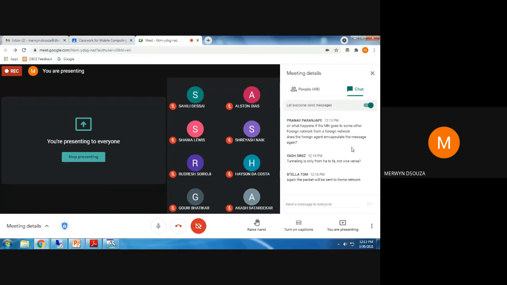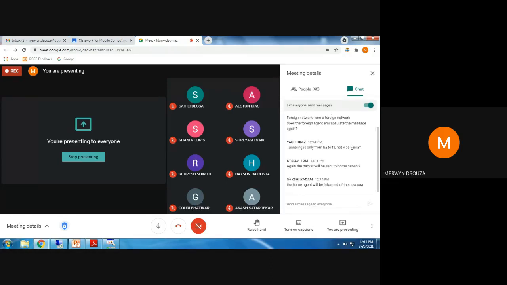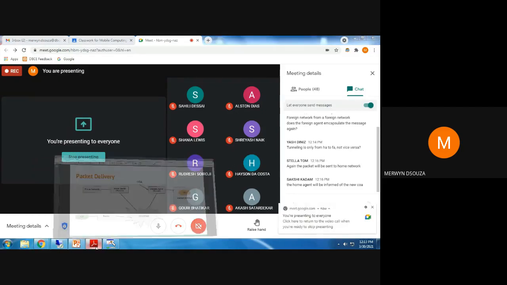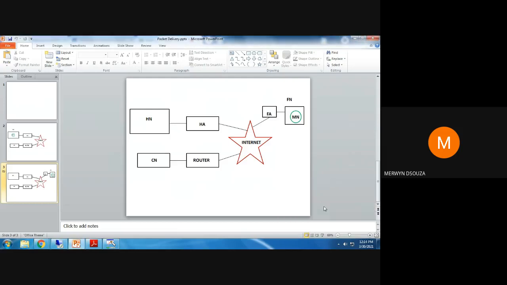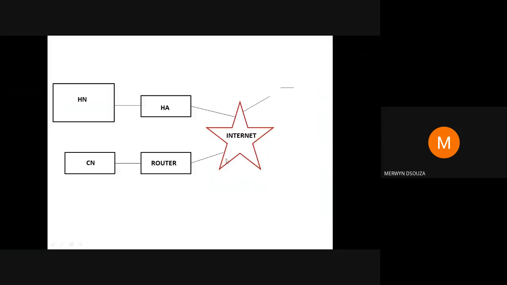Yeah, Stella. Again, packet will be sent to home network. Correct. The home agent will be informed of the new COA. Correct. Okay. So, yeah, I think some of you have understood. Yeah, this is correct. Stella and Sakshi have replied. So I'll put it together and tell you what happens. Okay. So I'll just repeat, just have patience, okay? I'll just repeat something so that it goes into your head, okay?